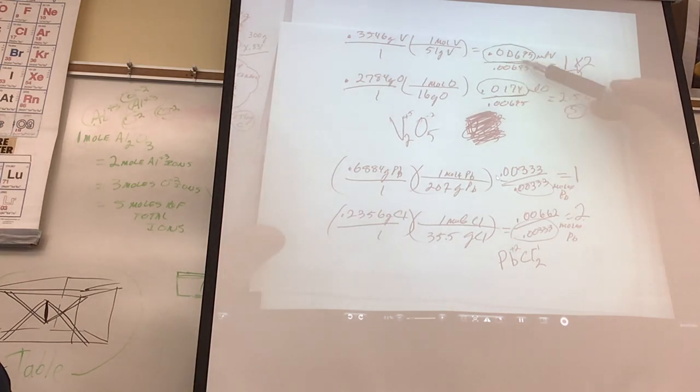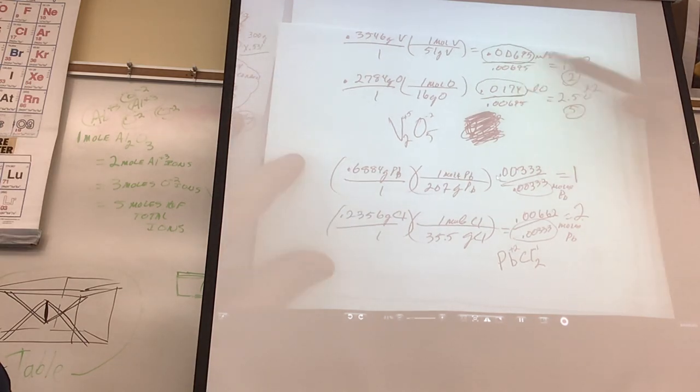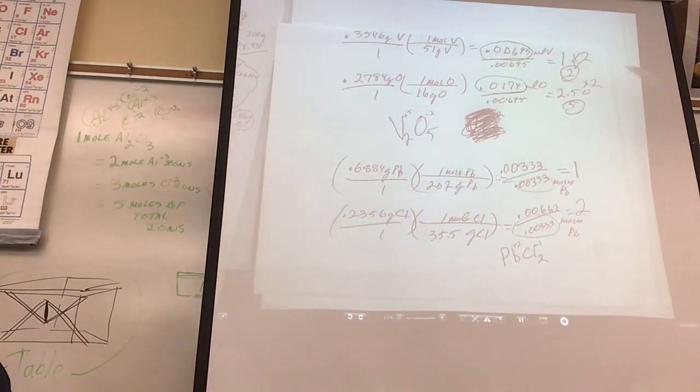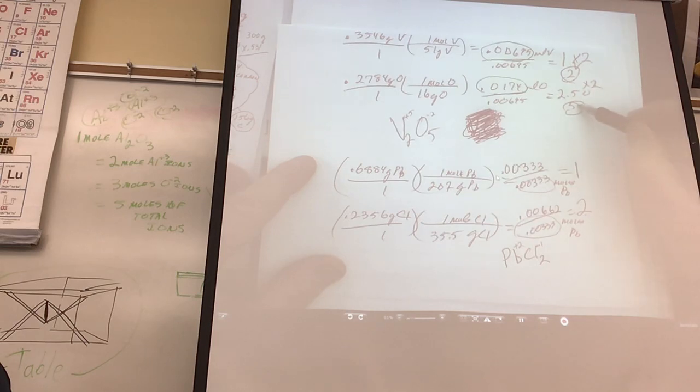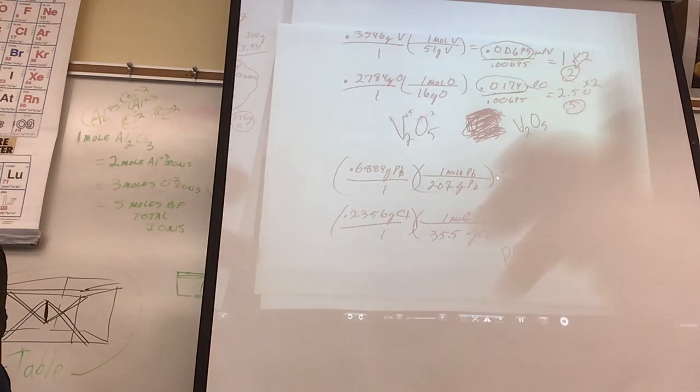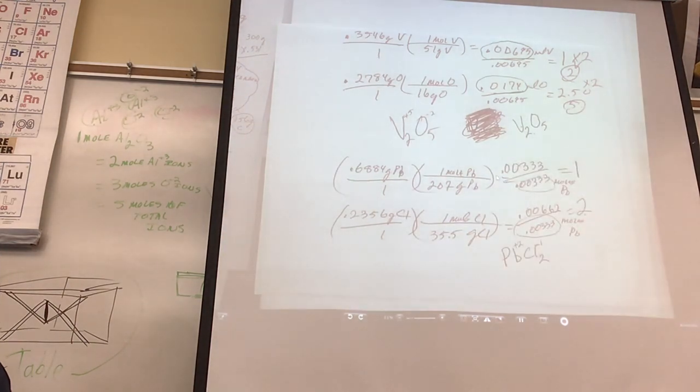How do we get ugly numbers not to look so ugly? Divide by the smaller of the two. This comes out to be 1. This comes out to be 2.5. Well, how are we going to fix that? We're almost there, aren't we? Times by 2. Not divide. What do you say? Multiply by 2. And this comes out to be 5, 2. And you know what? The chemists are glad because, hey, this vanadium oxide is V2O5. And this is how chemistry got its start. The mole concept helped greatly. It helped a great amount.